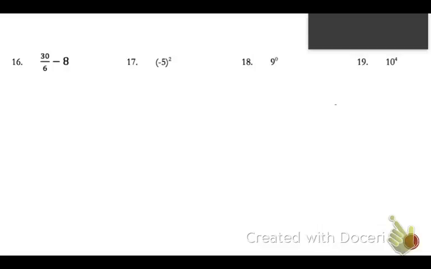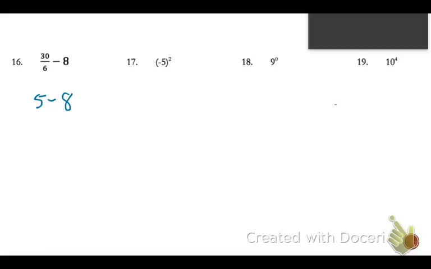Unit 1 Study Guide, Concept 1, numbers 16, 17, 18, and 19. So 16, we've got 30/6 minus 8. So look at the fraction 30/6. If you can do the math of a fraction, just go right ahead. 30 divided by 6 is 5. We don't need to get a common denominator unless we have to.